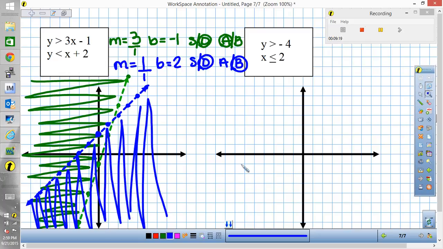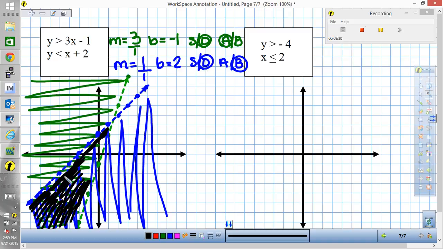Then our final solution area is the place where the 2 shadings overlap, which is going to be this piece here, which goes all the way up to where the 2 lines intersect. So this area here is my solution area.